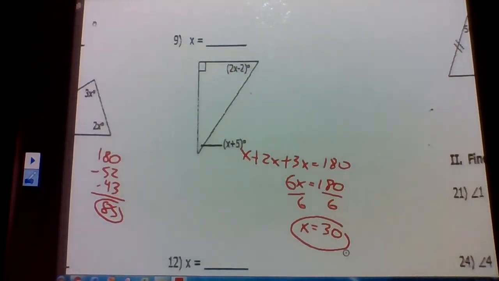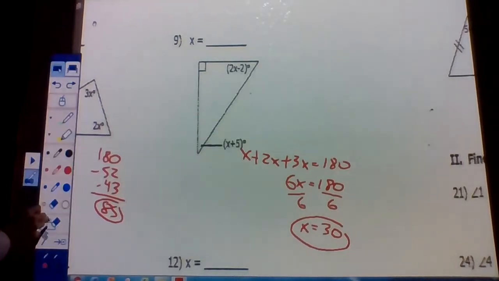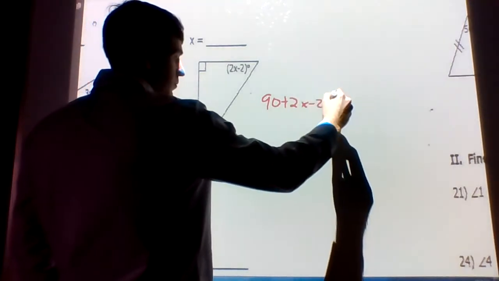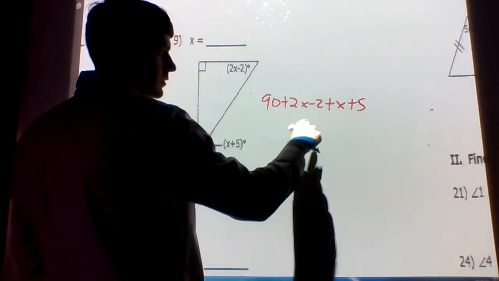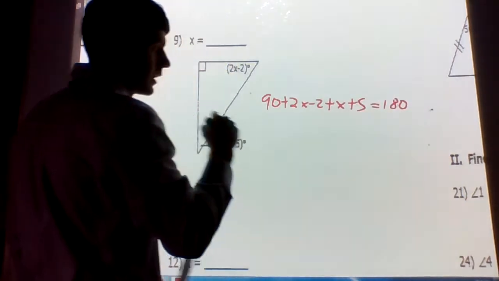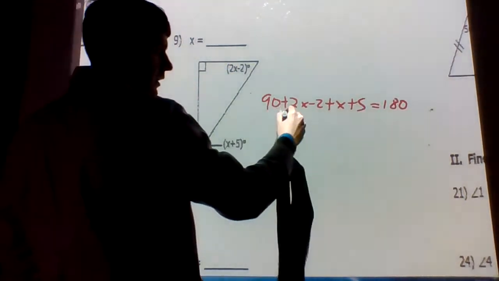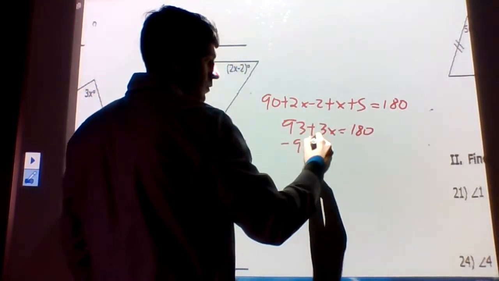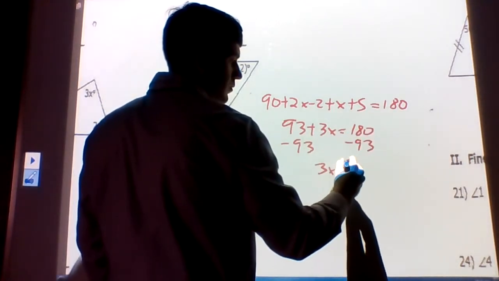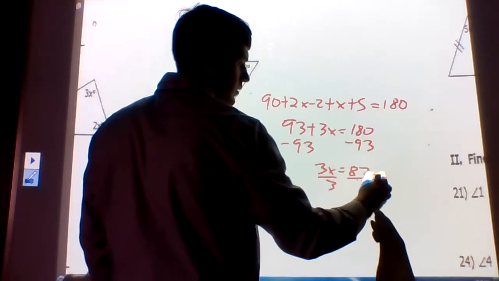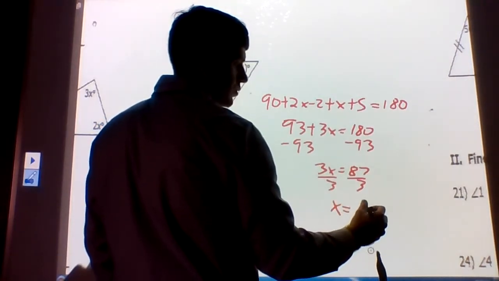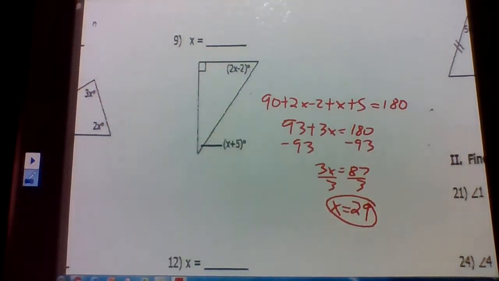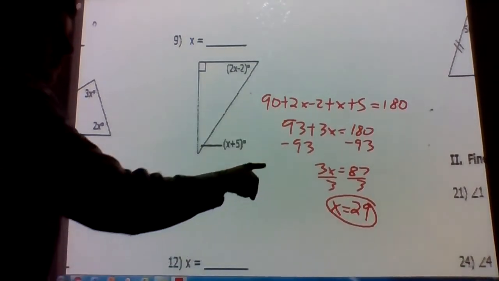Okay, number 9. Check our answers here. So we have 90 plus 2x minus 2 plus x plus 5 equals 180. So we're going to have 93 plus 3x equals 180. We subtract 93 from both sides. We get 3x equals 87. We divide by 3. x is going to be equal to 29. 3 goes into 90 30 times, minus 1, 29.